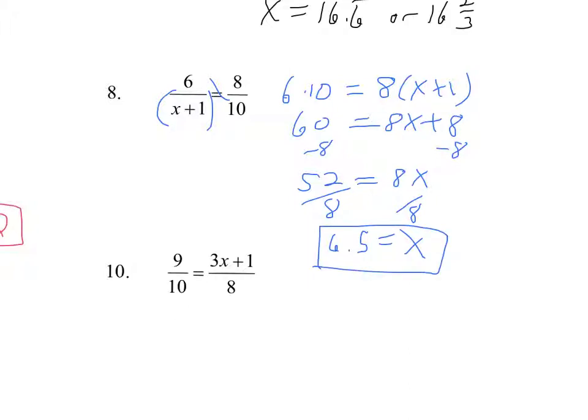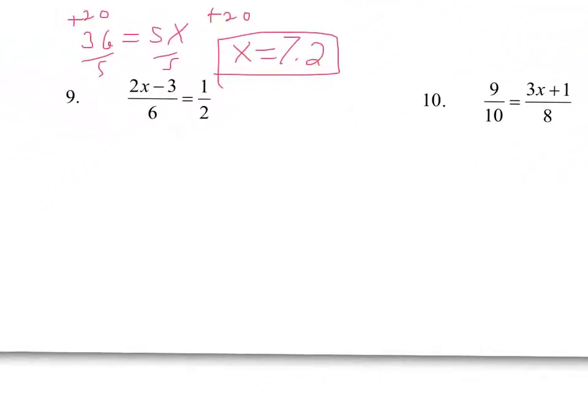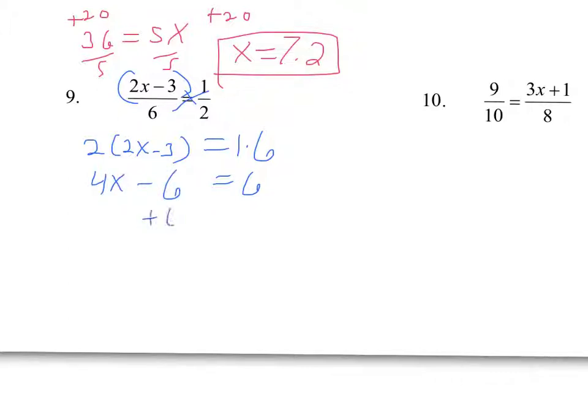So there's our answer. Okay, got a couple more here. Here's another one. So I have 2 times 2x minus 3. You can put that on one side, and 1 times 6 can go on the other, which is just 6. And when I distribute, I'm going to get 4x minus 6, adding 6 to both sides. That makes 12. Divide by 4, and we get x equals 3.